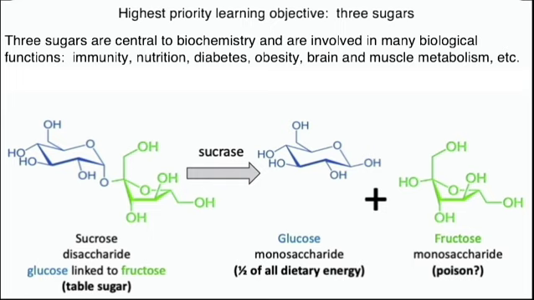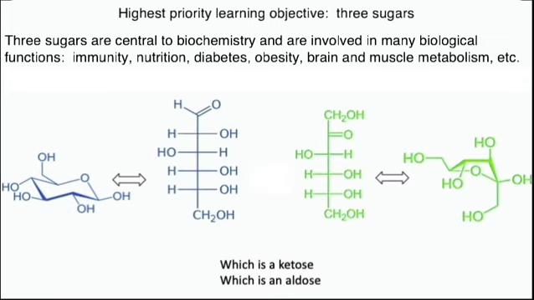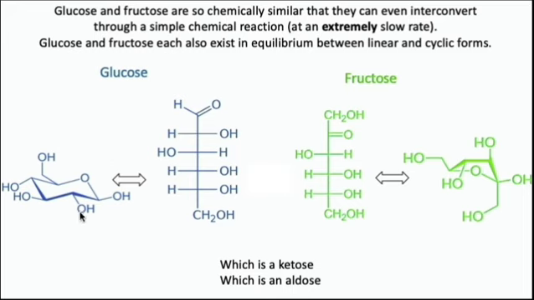What other structural component of glucose and fructose do we need to understand? At the heart of these sugars is the fact that they are in equilibrium. Glucose is in equilibrium between a cyclic and linear form, and fructose exists in equilibrium between a cyclic and linear form. That you have to know cold. Also, you need to know which is a ketose and which is an aldose. Please pause and tell me.